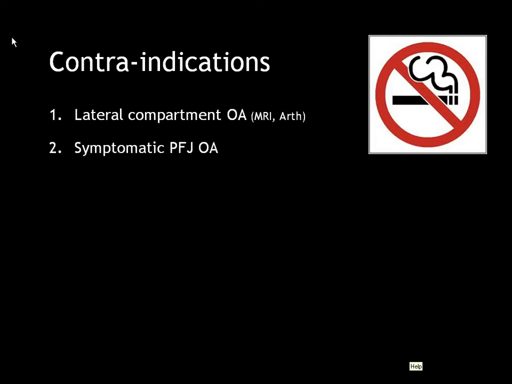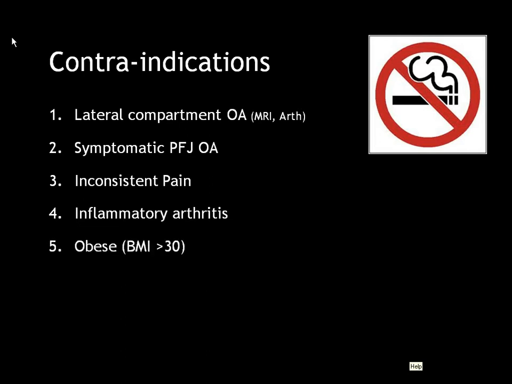Symptomatic patellofemoral joint, as we said, the degree, is it mainly patellofemoral problem or is it mainly a medial problem? Inconsistent pain. Sometimes you have the classic picture of a medial genu varum osteoarthritis, but he doesn't have any pain in the medial compartment. So you have to be wary of these patients. The improvement may not be as good as the classic ones. Inflammatory arthritis affects the whole joints, so you expect that the lateral compartment will be affected in a short time.